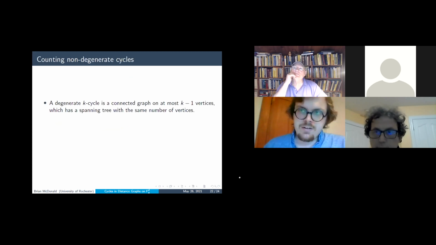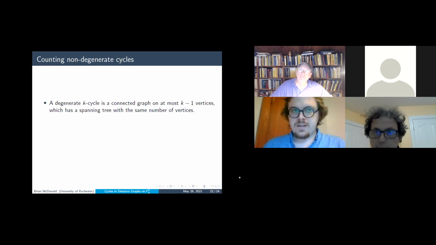Okay, so how about the degenerate versus non-degenerate ones? So far, everything that we've done has allowed for degenerate cycles. We've allowed for repeated vertices with the entire argument that I've described so far. So now let's try to bound the number of degenerate cycles, so with repeated vertices. If you have a cycle with k vertices and it's degenerate so that there are repeated vertices, then what that means is you have a graph with at most k minus 1 vertices. And it has a spanning tree, which then has the same number of vertices as that graph, right? Because it's a connected graph.